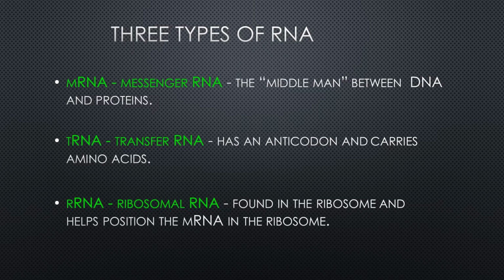Then we have what's called tRNA, or transfer RNA, and it has what we call anticodons, which we'll talk about, that carries amino acids throughout the cell. And then we have our rRNA, ribosomal RNA, and that's found in the ribosomes and helps position the mRNA within the ribosome. If you'll remember, the ribosome is where proteins are made. So it helps position that mRNA within the ribosome so the protein can be made.